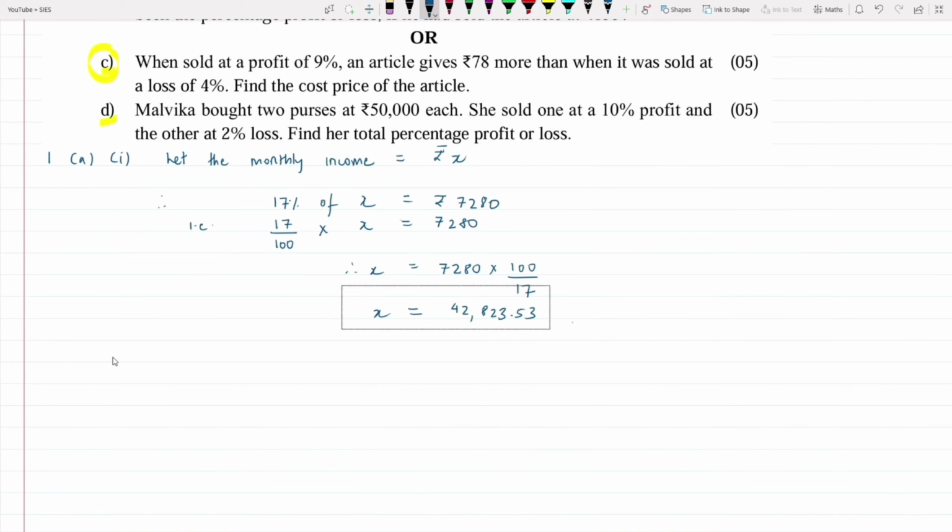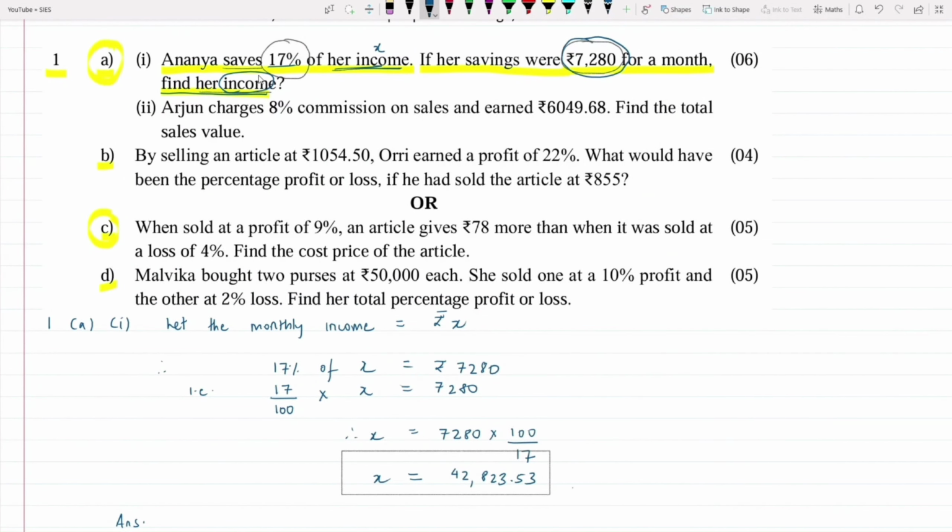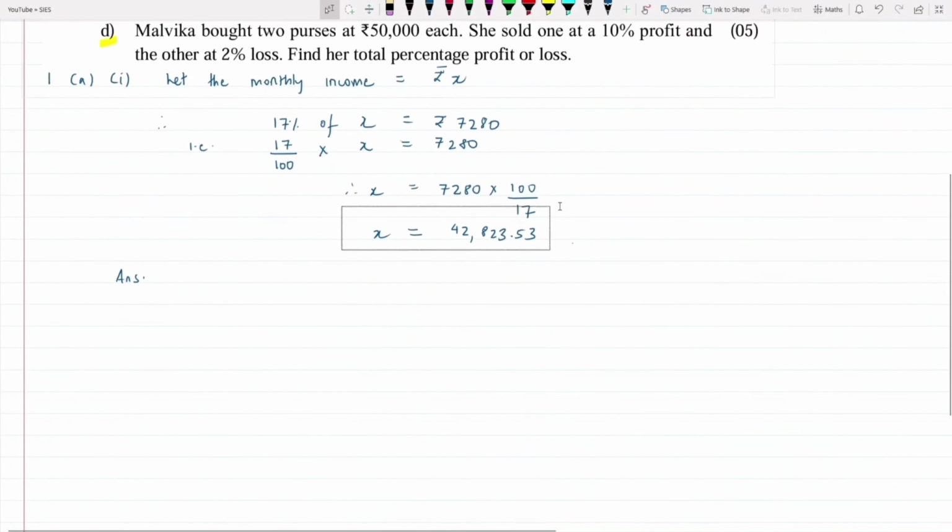So we'll just put up the final answer. Now please note that whenever you answer, state it in terms of the question that is asked. We have been told to find her income, and that is 42,823.53. So we will just state that Ananya's income is 42,823.53. So that's the first one.